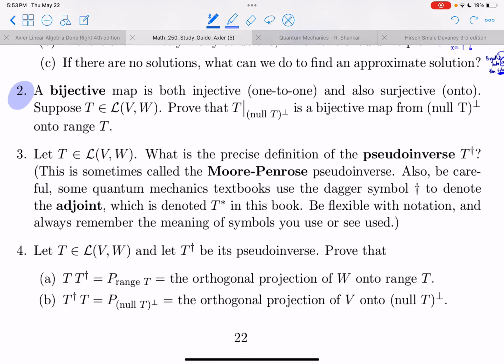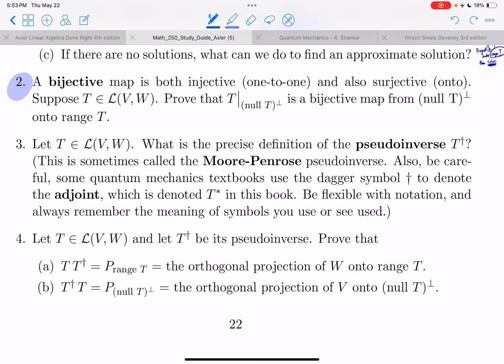So that's not actually that bad to prove that this is a bijective map. The key was knowing that the range and this null T perp have the exact same dimension. That was key. And then we just need to check that this is bijective, but we're only feeding it things that are orthogonal to the null space, so it can't have a null space. So this is injective and hence it's bijective.